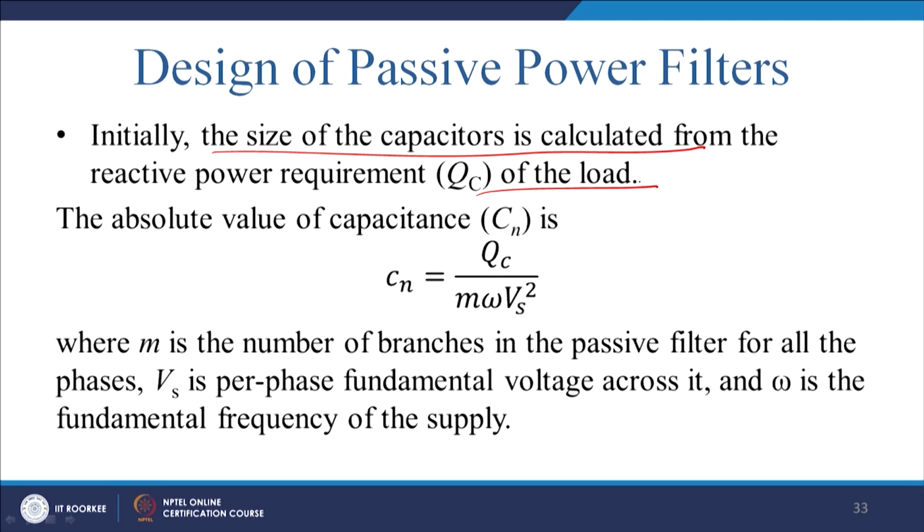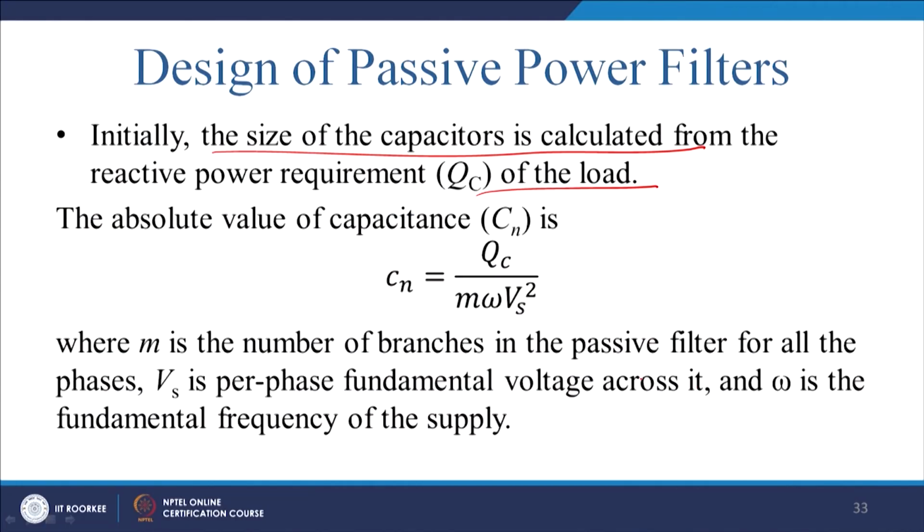The absolute value of the capacitance Cn is Cn equal to Q by m omega Vs square, where you can have multiple branches of the capacitor, where m is the number of branches in the passive filter, so that you get a higher value of it, and you have to put some value in series, but it will reduce the value of the capacitor. Ultimately, the combination of the capacitor bank will come for all the phases, and Vs is the per phase fundamental voltage across it, and omega is the fundamental frequency of the supply.